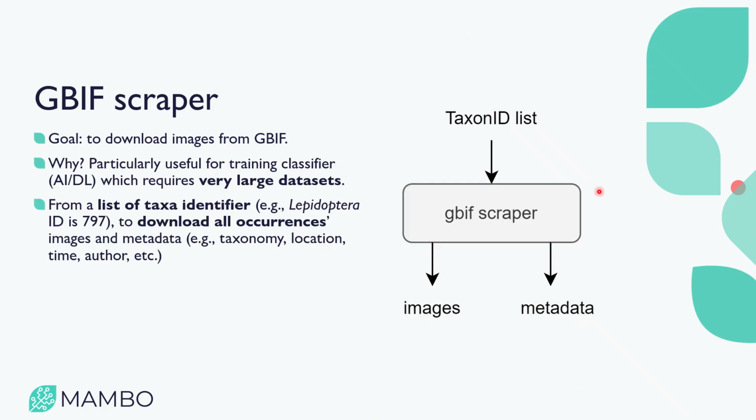So we can generalize this entire process in a single block like this. As input, we have a list of taxon IDs or species IDs, and as output, we have our images stored in folders and a metadata file, which includes all the relevant information associated with each image, such as the taxonomy of the specimen, the location and time of the image capture, the author name, or the image license, etc.